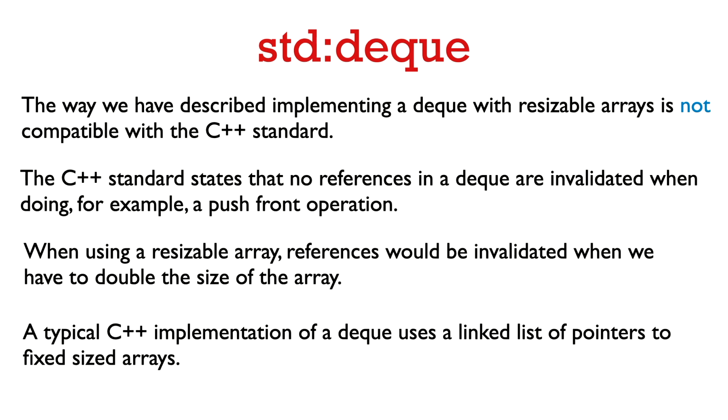So the way a deque is typically implemented in the standard library is via a linked list of pointers to fixed size arrays. When all these fixed size arrays are full and we do a push front or push back, we simply allocate a new fixed size array to hold the incoming element. In this way, none of the elements already in the deque need to be moved, so their references are not invalidated.